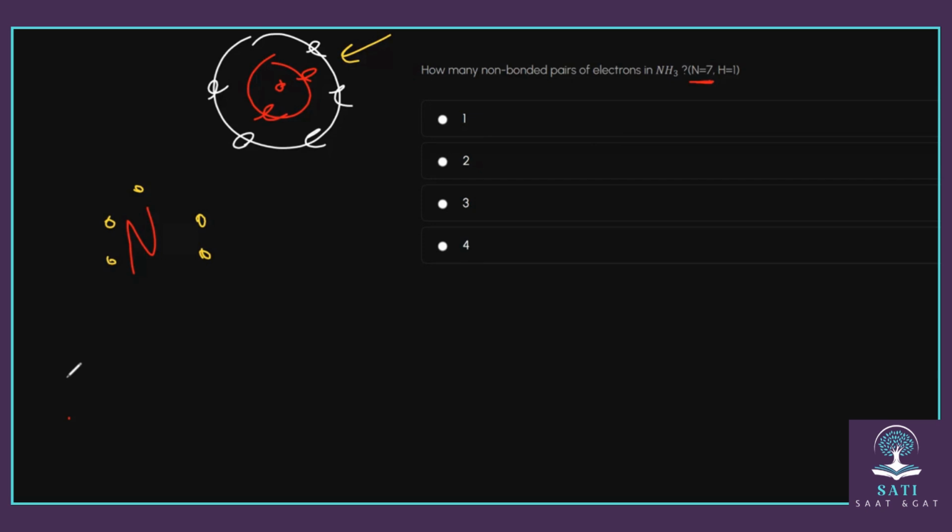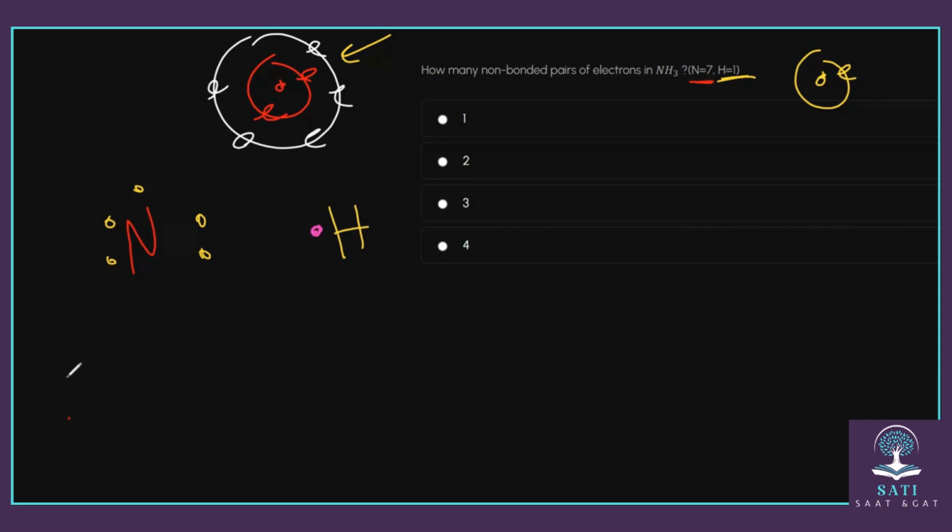What about hydrogen? Hydrogen has 1 electron, just in the first level. So that means 1 electron in the valence shell. So when we write hydrogen, we represent it by only 1 dot. Okay, good.